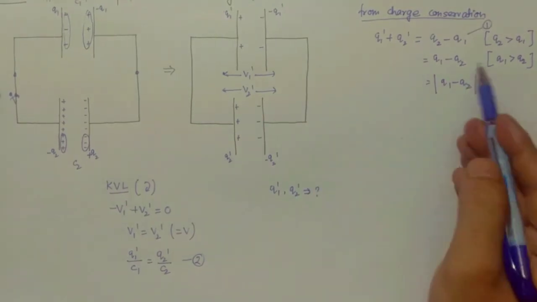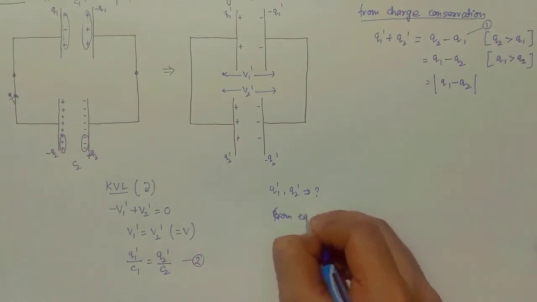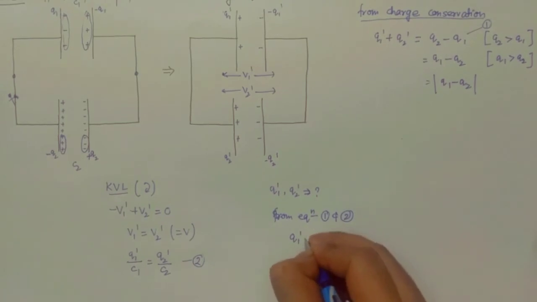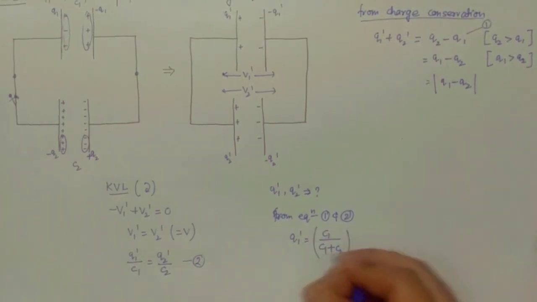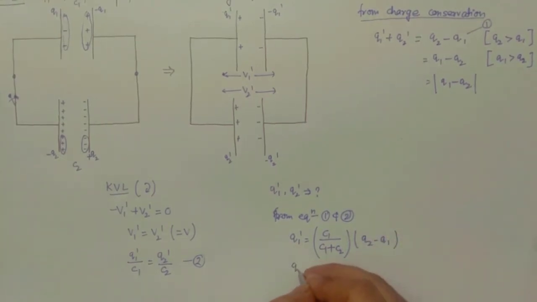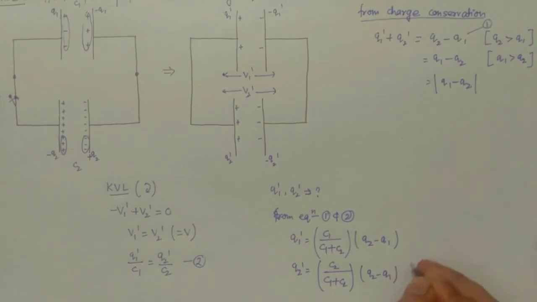If we solve equation 1 and 2, then q1 dash will come out C1 by C1 plus C2 whole multiplied by q2 minus q1, and similarly q2 dash will come out C2 by C1 plus C2 multiplied by q2 minus q1.